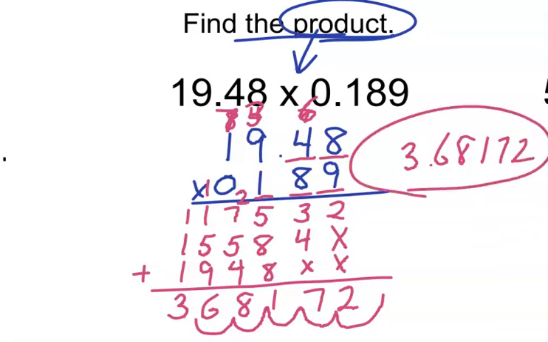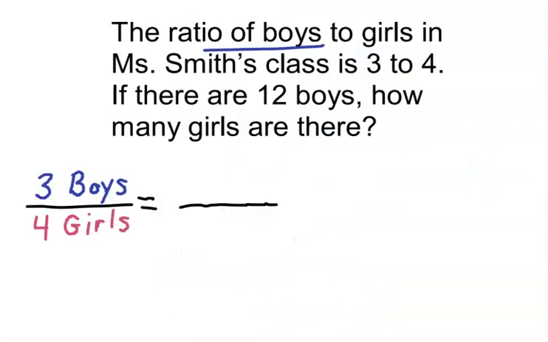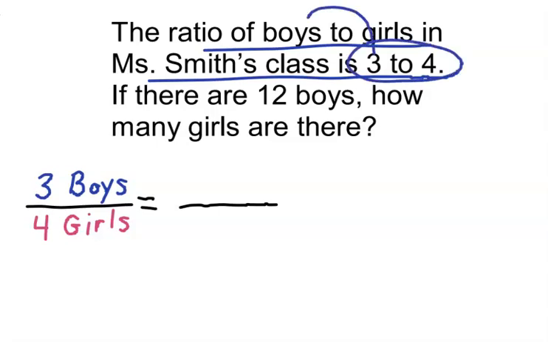All right, we found the product of those two numbers. Okay, the ratio of boys to girls in Miss Smith's class is 3 to 4. So 3 is going to go with the boys, and 4 is going to go with the girls, because you have to keep it in the same order. Boys first, then girls. If it says girls first, then boys, then it would be 3 girls to every 4 boys. But you have to keep the same ratio. So we know that it's 3 boys, which I put down here, to every 4 girls.